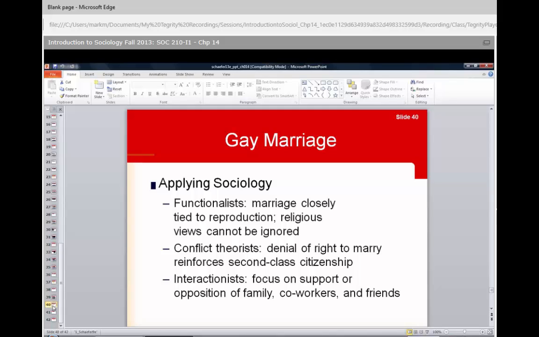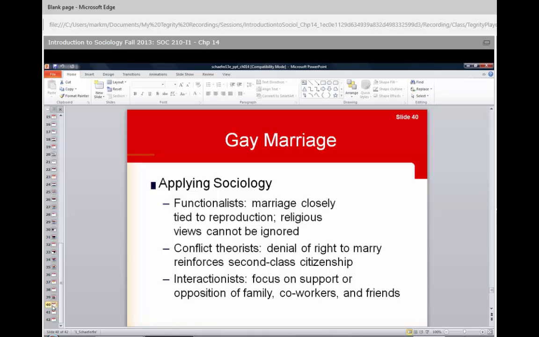All right, our three big perspectives as they apply to gay marriage. The functionalist would want to consider reproduction and how that plays into who can be married. Religious viewpoints would also be something to consider. Conflict theorists would say, if you don't let everybody marry, then you're going to create a hierarchy of citizens, very in keeping with Marx and his theory. Some people would be considered second-class citizens. They would also say, we did it for civil rights and race and ethnicity, so this is really just a different side of the same issue.